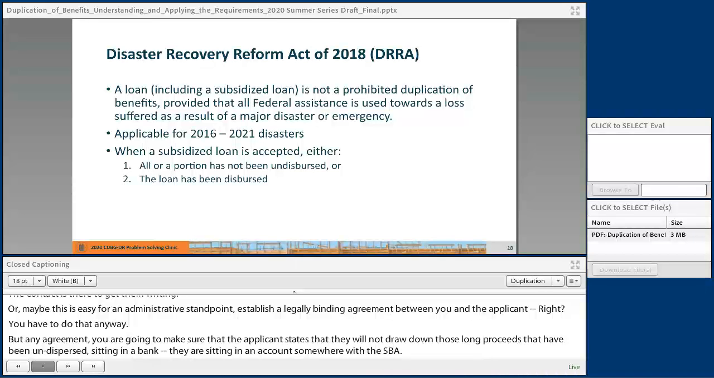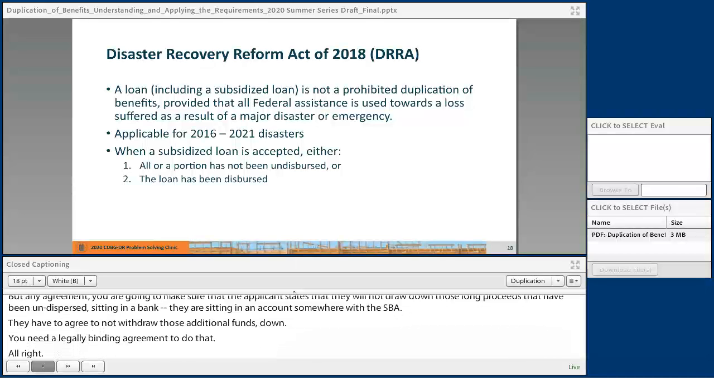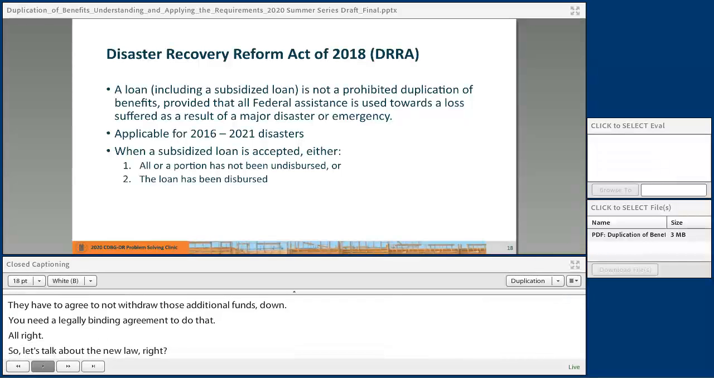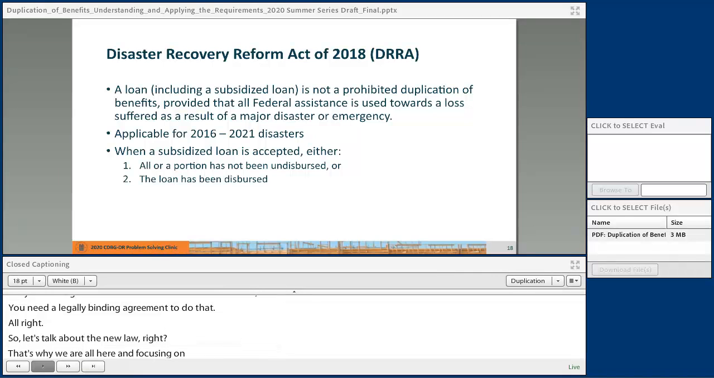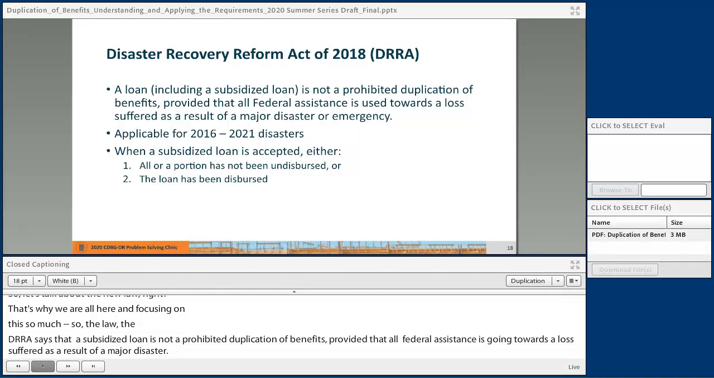All right, so let's talk about the new law, right? That's why we're all here and focusing on this so much. So the law, the DRRA, the Disaster Recovery Reform Act of 2018, basically set that a loan, including a subsidized loan, is not a prohibited duplication of benefits, with a pretty big caveat, provided that all federal assistance is used towards a loss suffered as a result of a major disaster. So the caveat's really important here. A loan is not duplicative if all federal assistance was used towards a loss. And it also applies to 2016 and beyond.